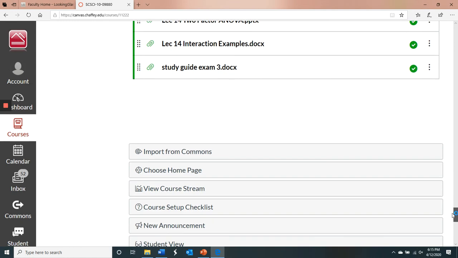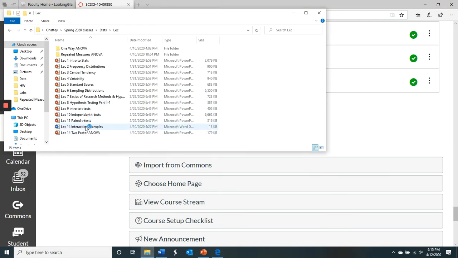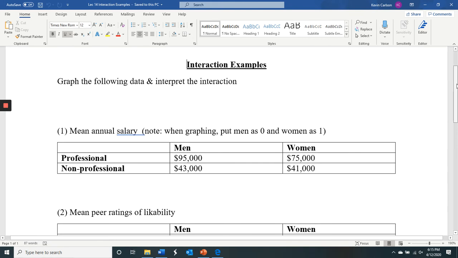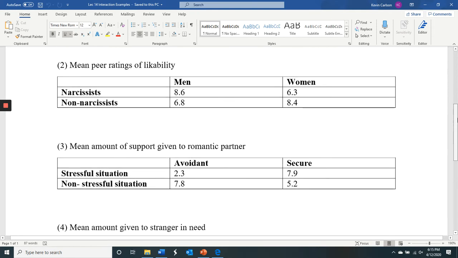So right there, I'm going to post this video right above here. And then you have the PowerPoint if you want to use the PowerPoint for studying, taking notes. And then right here, if you click this, you're going to open up a document for interaction examples. This is not graded. This is not homework, but I want you just to practice. It says graph the following data and interpret the interaction. I don't ask about the main effect here, so it's the interaction. There are 4 examples here.